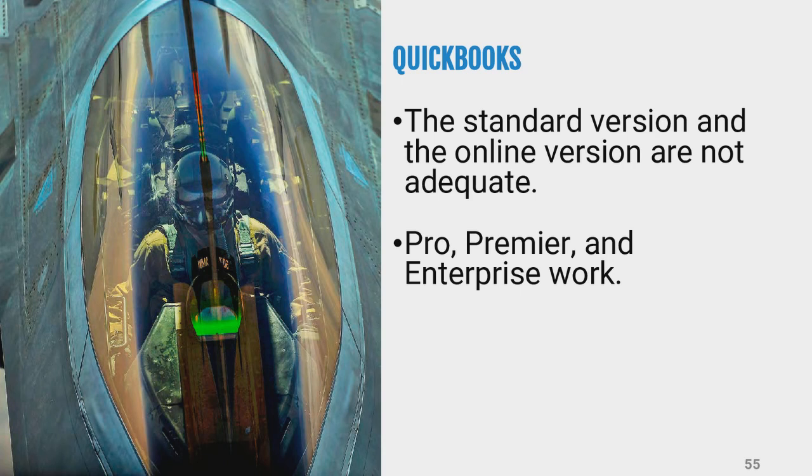But I would say for small businesses, what I see mostly is QuickBooks. So a contractor could have QuickBooks, Peachtree, Sage, a Dell Tech product. The government doesn't care as long as it adheres to the Standard Form 1408. Now, if you chose QuickBooks, then you would need to choose one of their versions that has job costing. Unfortunately, the standard version and the online versions of QuickBooks do not have job costing, so they would not be considered adequate. Next slide, please.